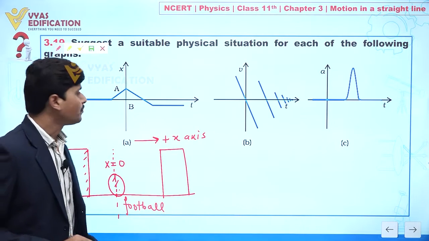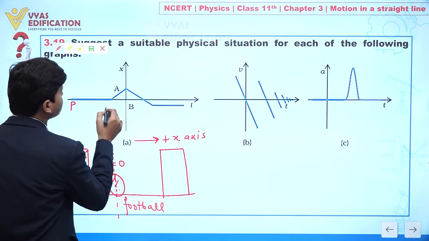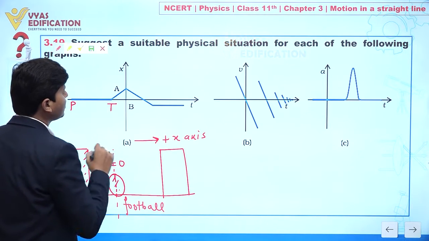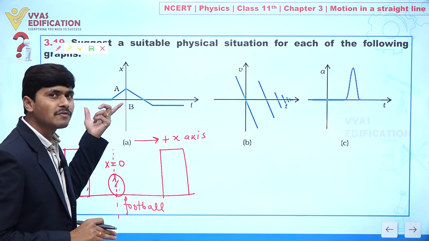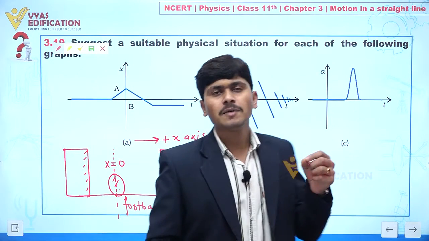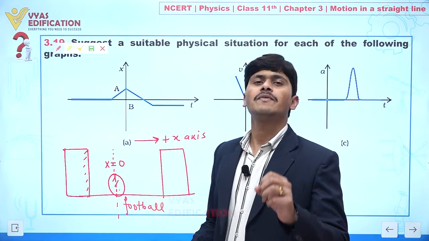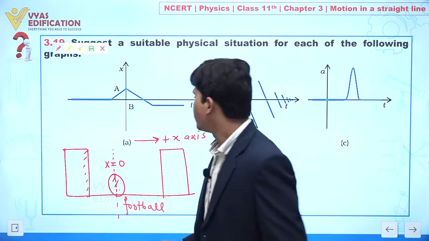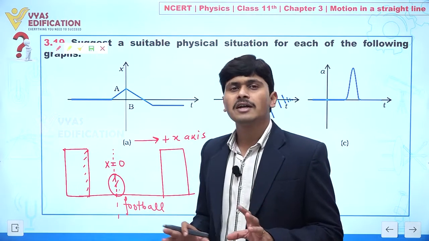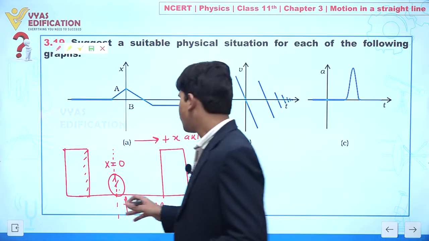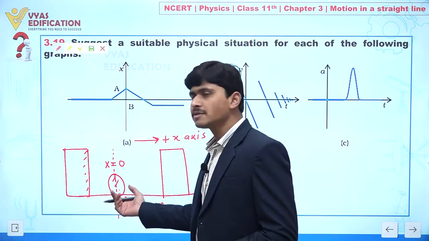Let's suppose this axis is P and this is T. This graph is representing that the position of the football is not changing with time. It means the football is at rest. Clear to everyone? Now let's suppose a person kicks this football in the right direction. Definitely its speed will increase.